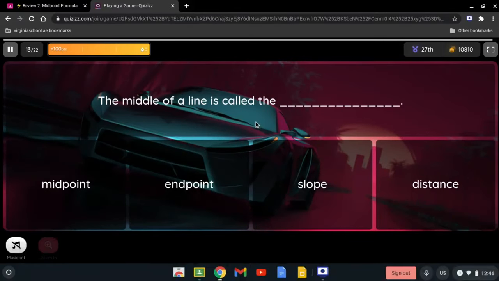The middle of a line is called the midpoint, endpoint, slope, or distance? So we talked about this before. The middle of any line is called the midpoint because, number one, we're saying the middle. So middle, mid, and then the point between the two ends. So midpoint.